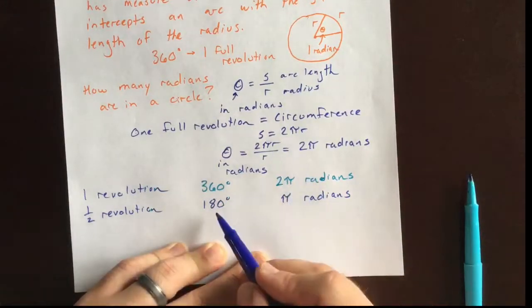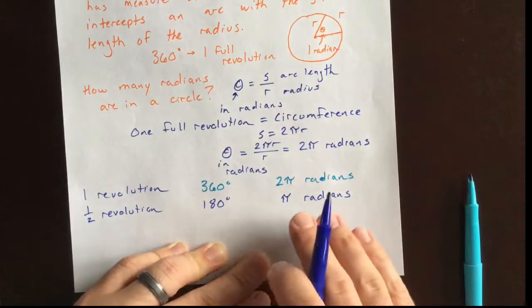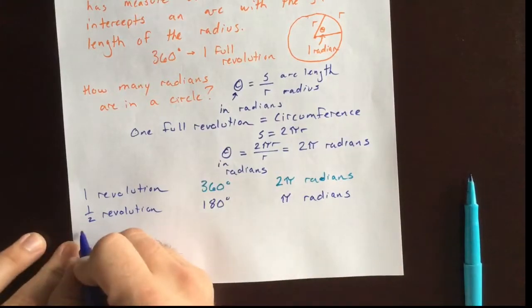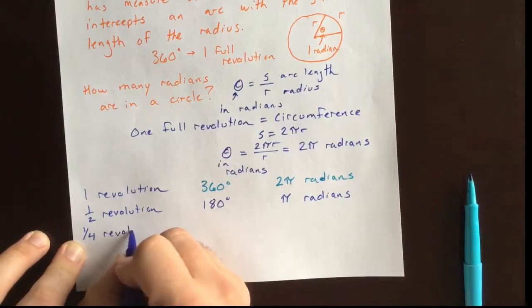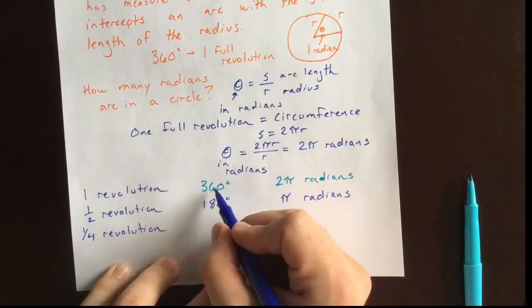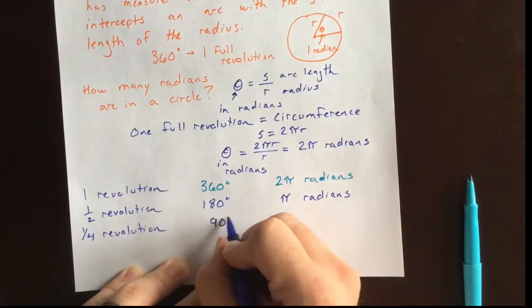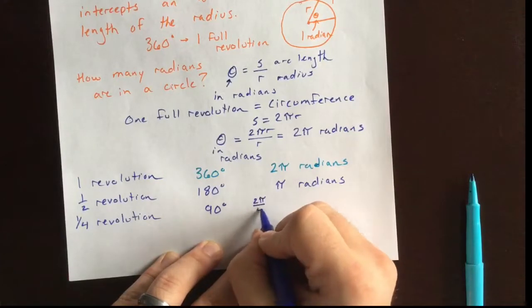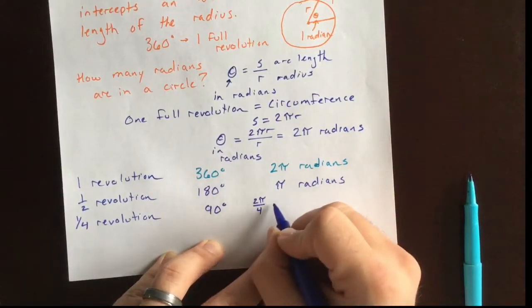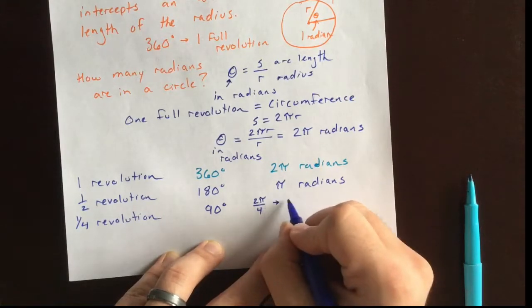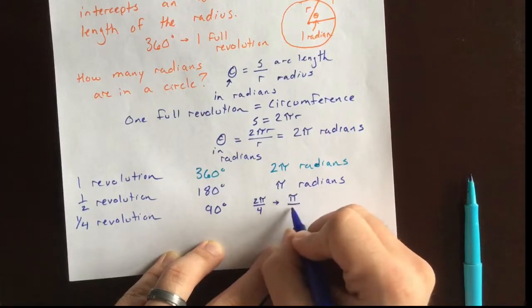So a half revolution, 180 degrees, is in radian measurement just 1 pi. Okay, let's say we have a quarter revolution. Dividing 360 by 4, we get 90 degrees. So 2 pi, a quarter of that: 2 divided by 4 is 1/2. So we get 1/2 pi, or just pi over 2.